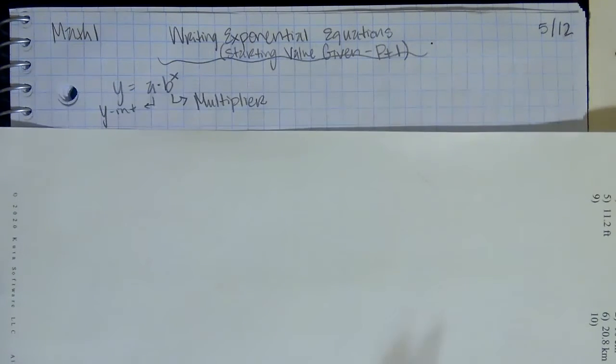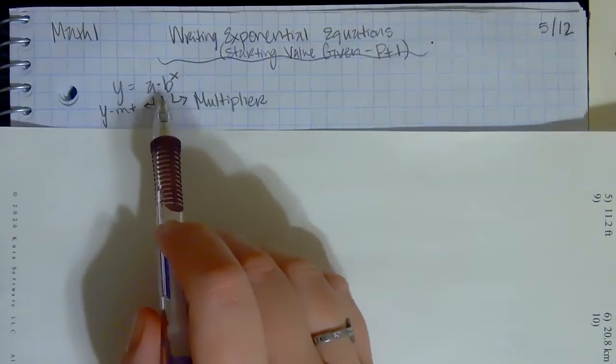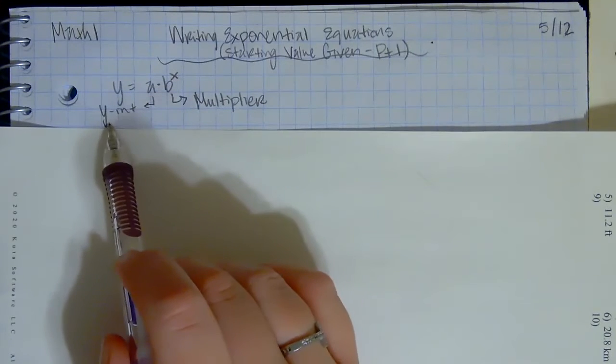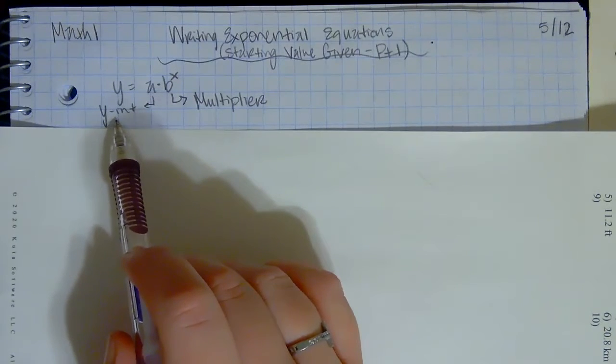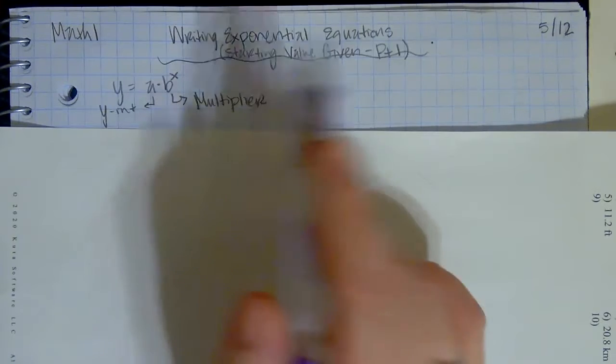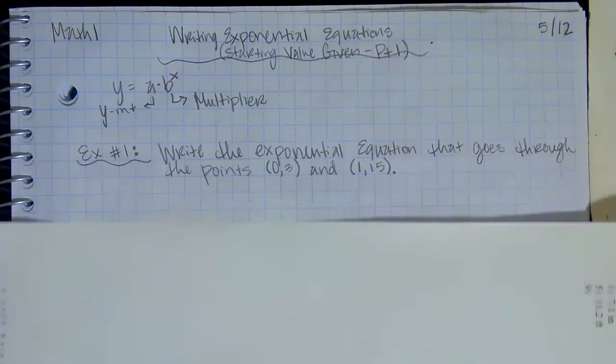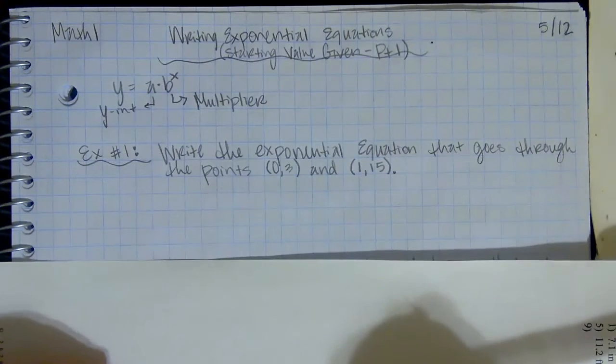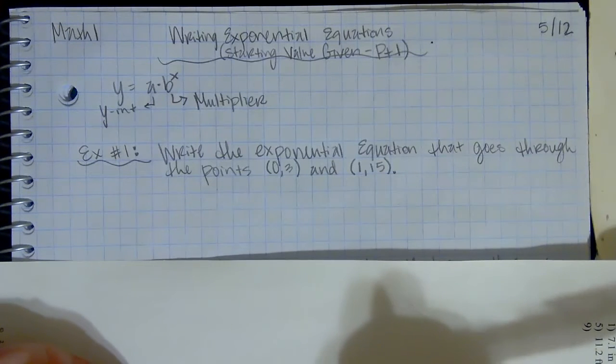So let's just remind ourselves really quick. Y equals a times b to the x is for all exponential equations. A is the y-intercept or the starting value or the zero term, and b is the multiplier. So let's look at an example. It says write the exponential equation that goes through the points 0, 3, and 1, 15.